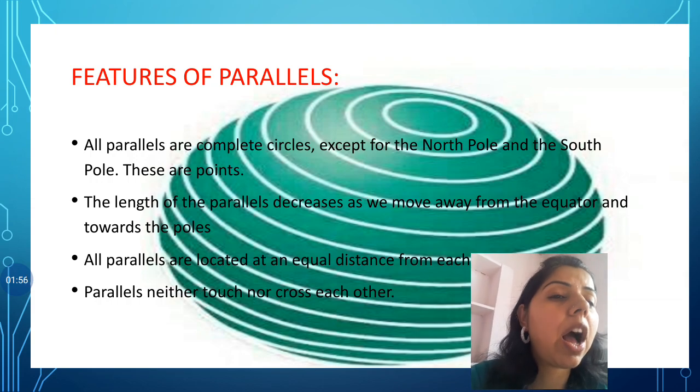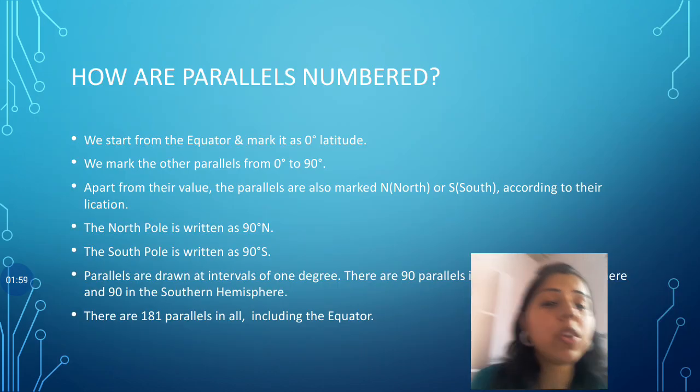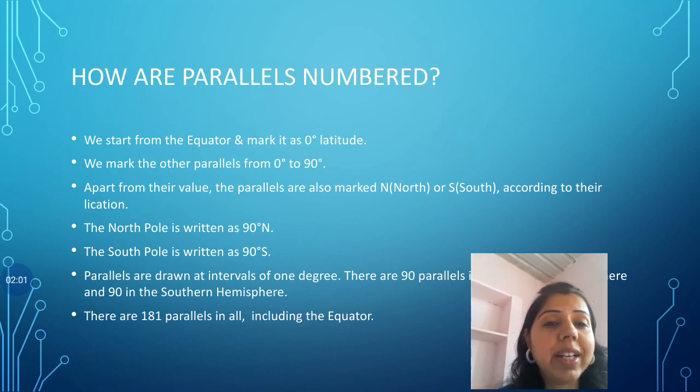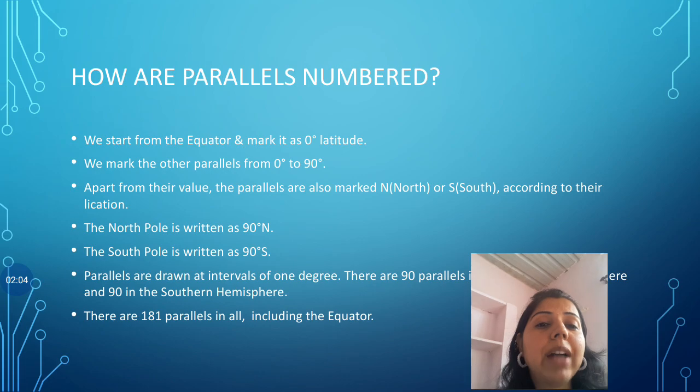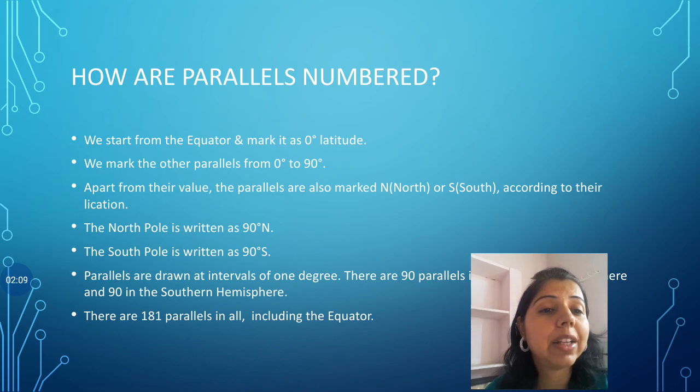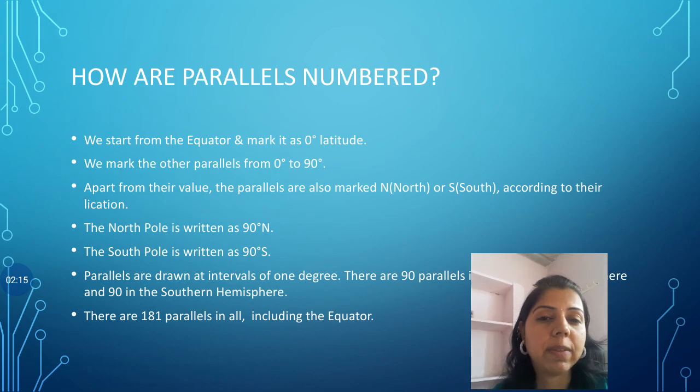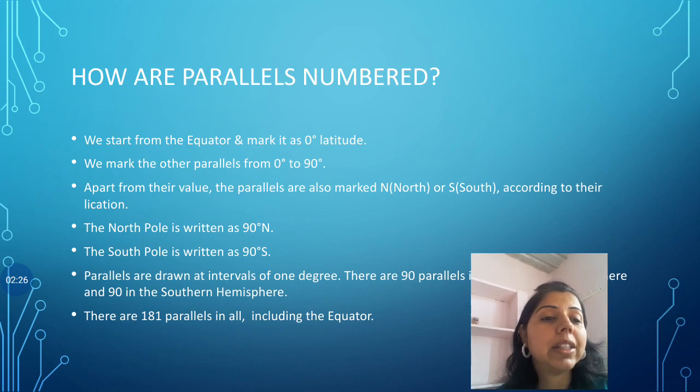Now we are going to see how these parallels are numbered. We start from the equator and mark it as 0 degree latitude. We mark the other parallels from 0 degree to 90 degree. Apart from their values, the parallels are also marked as N (north) or S (south) according to their location. The north pole is written as 90 degree north and the south pole is written as 90 degree south. Parallels are drawn at intervals of 1 degree. There are 90 parallels in the northern hemisphere and 90 in the southern hemisphere. So, in total, there are 181 parallels including the equator.